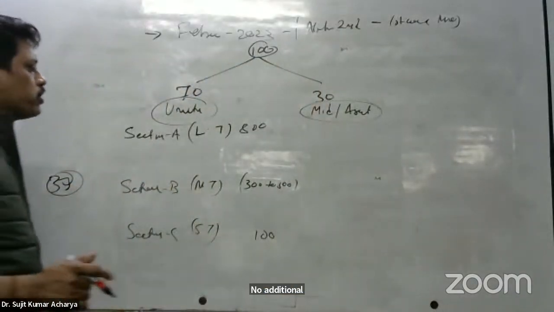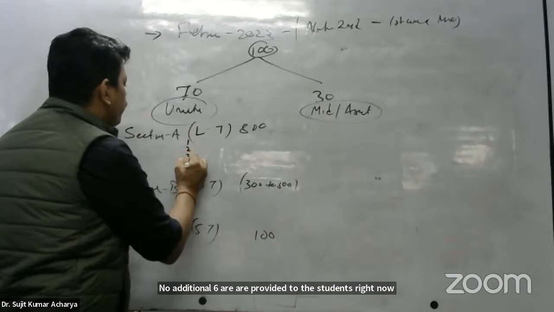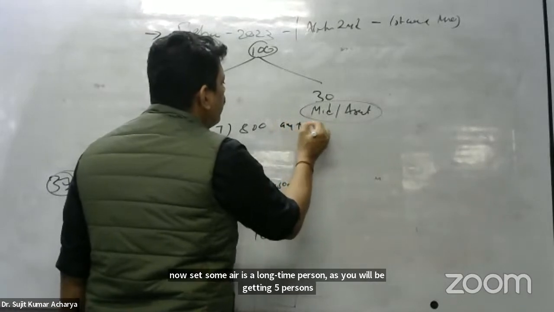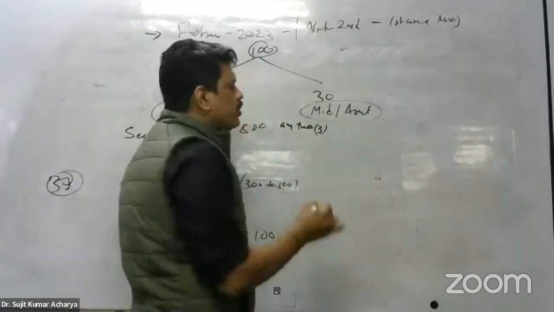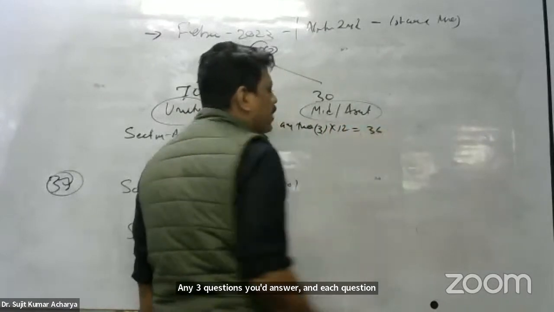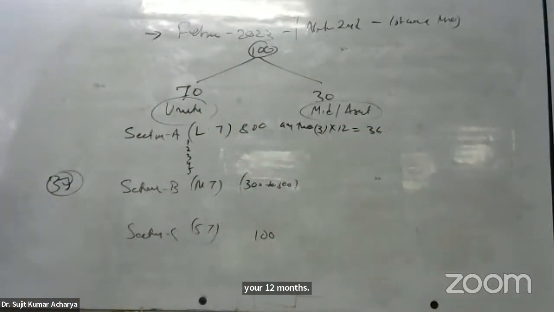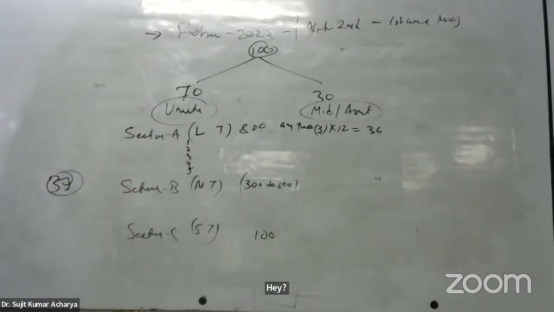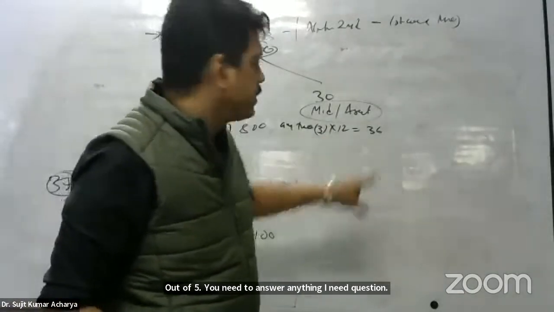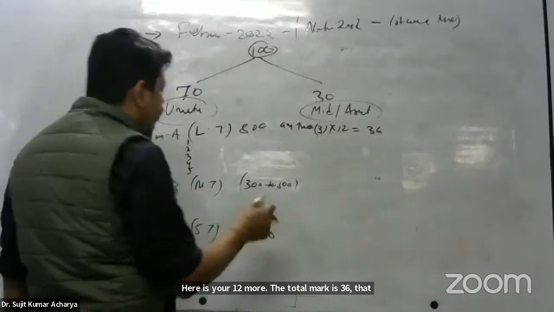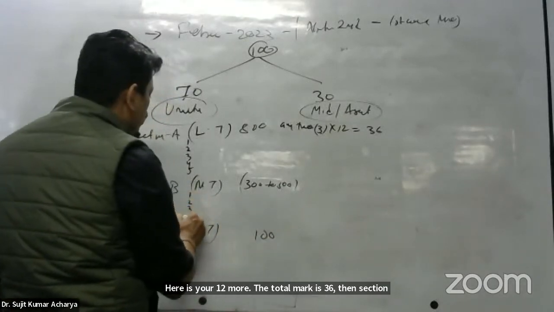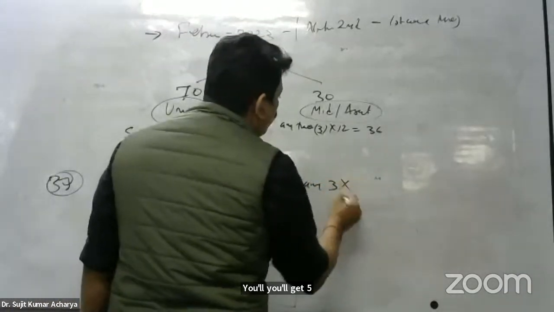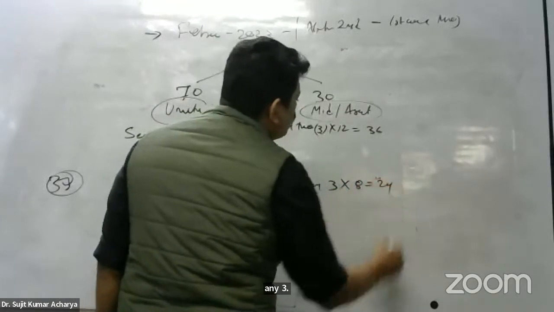In section A, the long type questions, you will be getting 5 questions, out of which you will answer any three, and each question carries 12 marks, the total is 36 marks, right? Out of 5 you need to answer any 3 and each question carries 12 marks. Then in section B you will get again 5 questions and you need to answer any 3, and each question carries 8 marks, that is 24 marks.